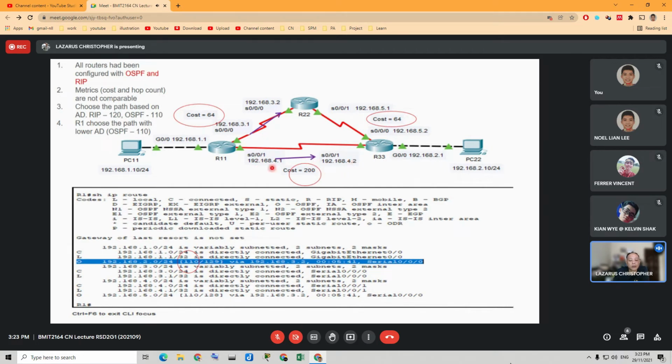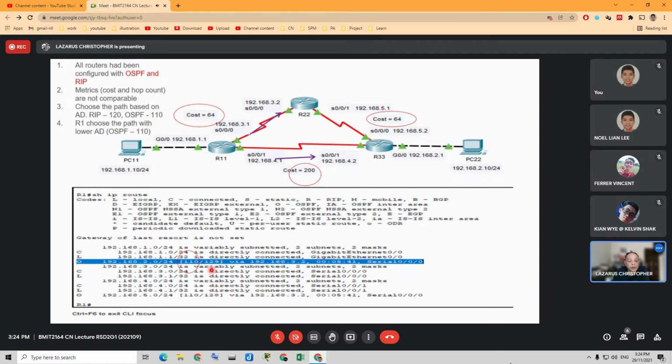120/1. But since we have AD here, OSPF versus RIP, OSPF has the lower 110. It beats the 120 of RIP. Therefore, the routing table will have the OSPF path selected. It wins. That means its entry will be in the routing table.